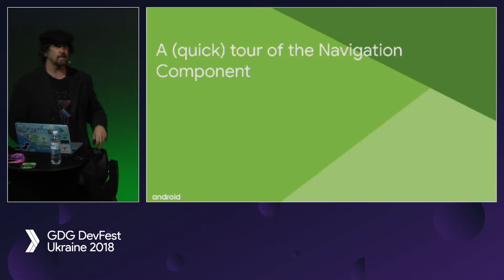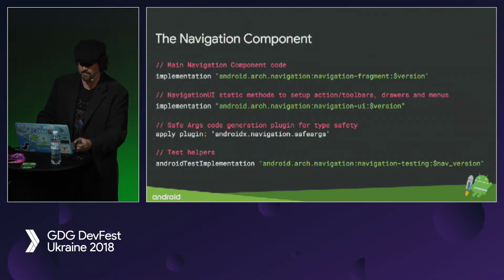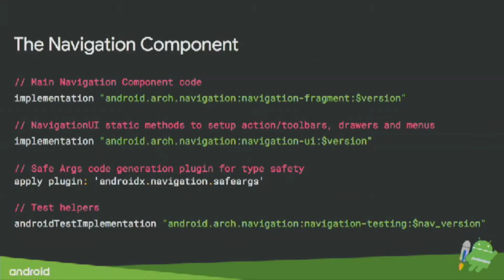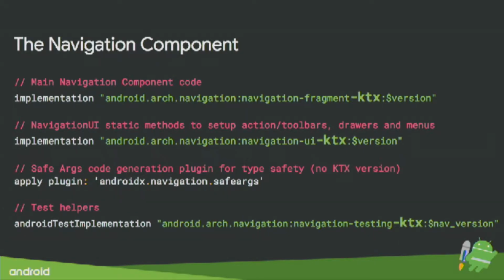All right, so let's take a quick look at the navigation component now that I've talked a little bit about what we were trying to achieve. There's a bunch of libraries here, really not important other than the fact that there's actually a plugin as well as a main library. We also have a KTX version of all of these. So if you're using Kotlin, just use the KTX version. You get all the other stuff included with it, and you get a couple of nice extensions.